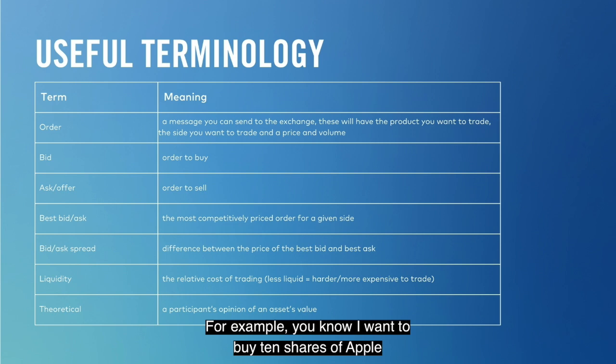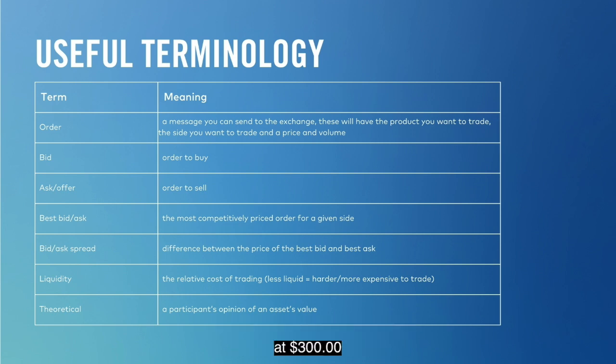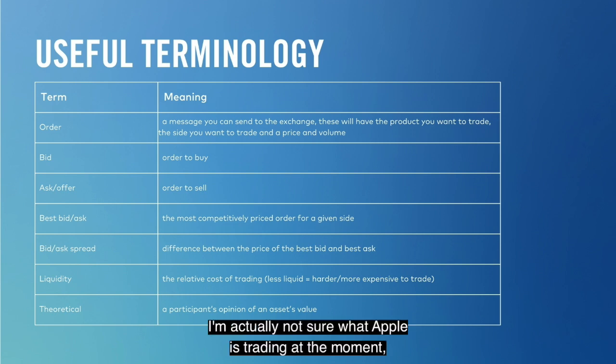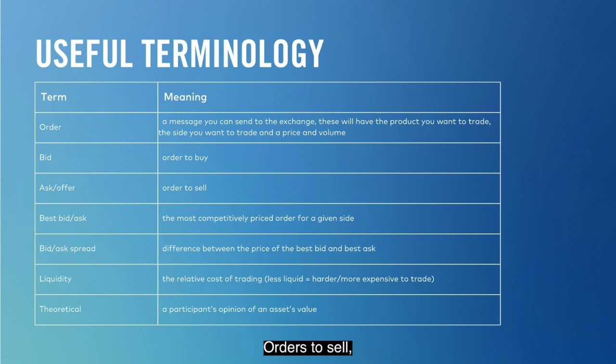For example, I want to buy 10 shares of Apple at $300. I'm actually not sure what Apple's trading at the moment. That could be very off the mark. And so then, once you have an order, we can say that orders to buy, we'll call them bids. Orders to sell, we'll call those asks or offers. So a bid is an order to buy, an offer is an order to sell.